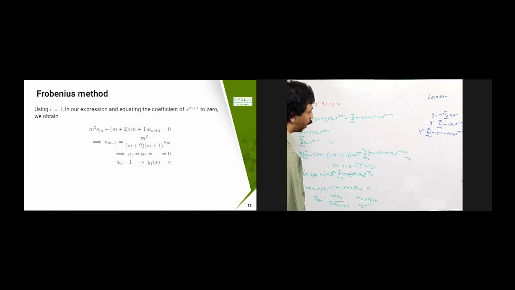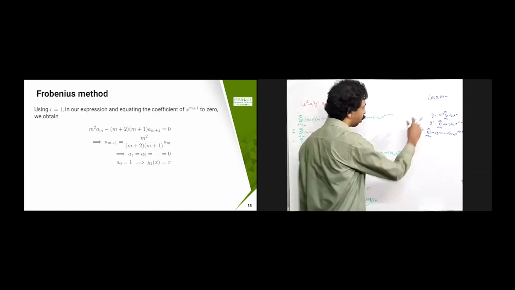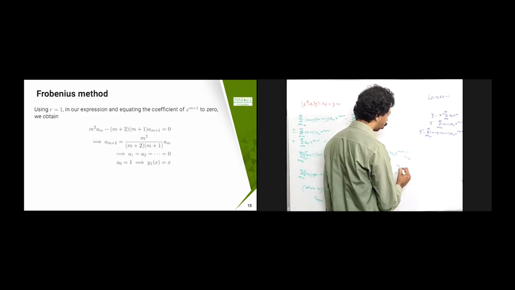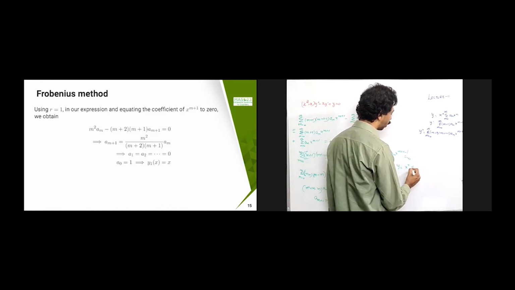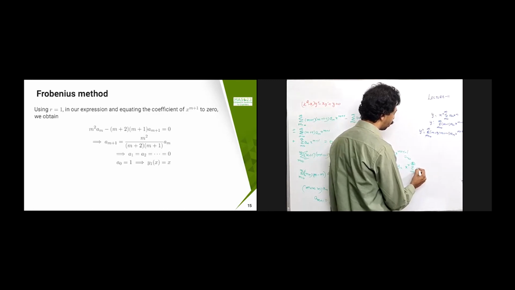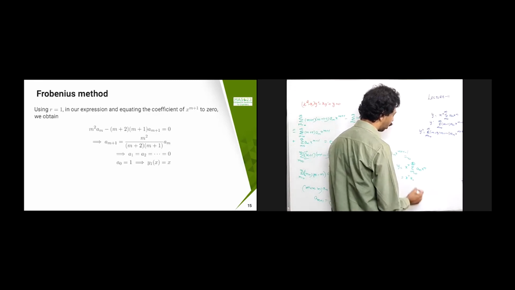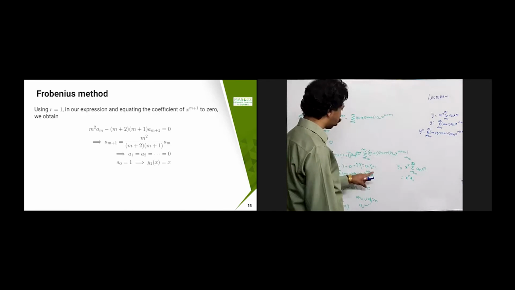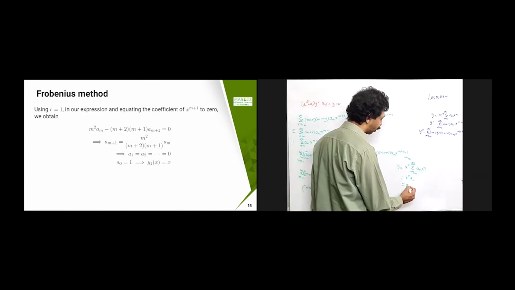Therefore, if I substitute in this equation, your r is 1. Therefore you are going to get y equal to x power r into summation m equal to 0 to infinity am into x power m. Here all the terms are 0 except a naught. Therefore, this is going to become like x power r into a naught. Already r is 1, we have chosen. Therefore, this is going to become a naught into x.